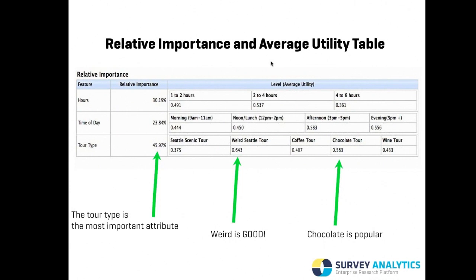Thanks, Esther. Yes, so the relative importance value for tour type is the highest. So this seems to be the attribute that contributes the most towards decision making. The second one is the hours, the last is the time of day. Now let's look at the average utilities, and there we see that Weird Seattle Tour is the largest, and it's saying that that's the one that people like.